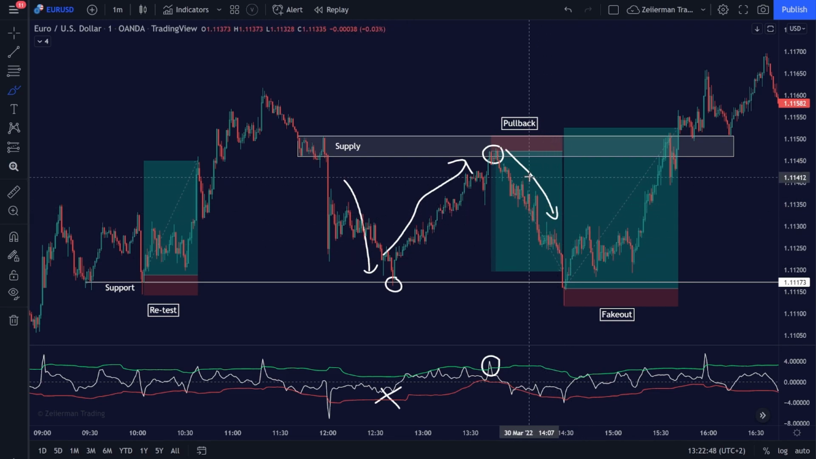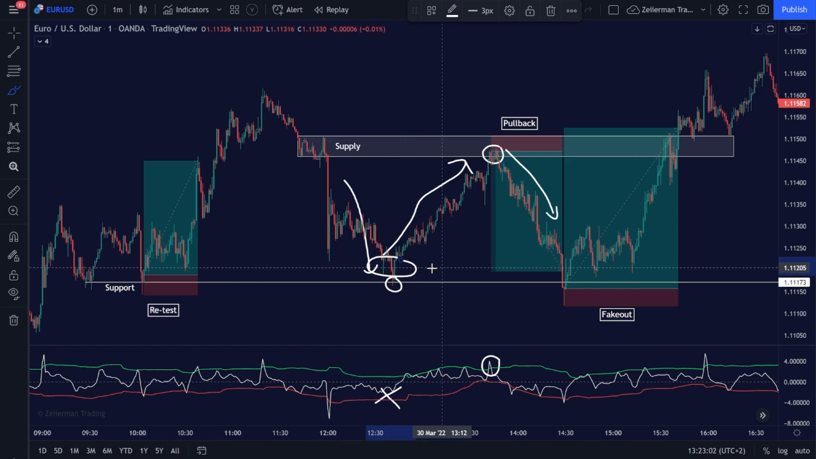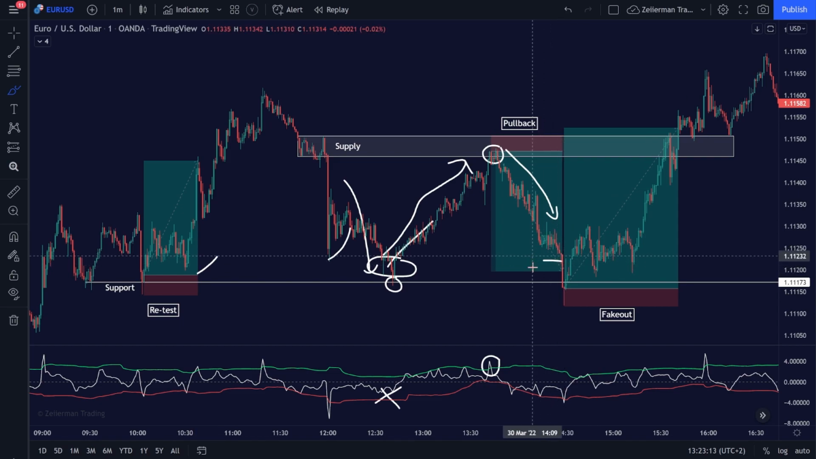So we can enter short in this area and put our stop loss slightly above the supply zone, and our target for this trade is around this area, since we see that the price has reacted in this area before. So this is a good target zone. So we can exit our short position right there. And this is another great example of how the volatility indicator can confirm this short trade at the supply area.